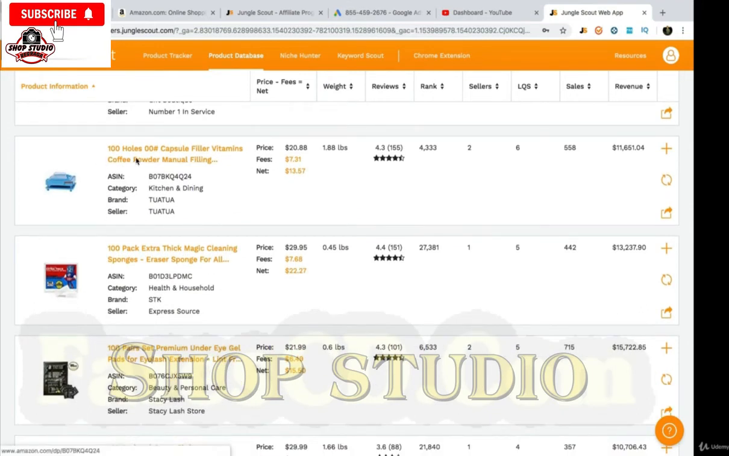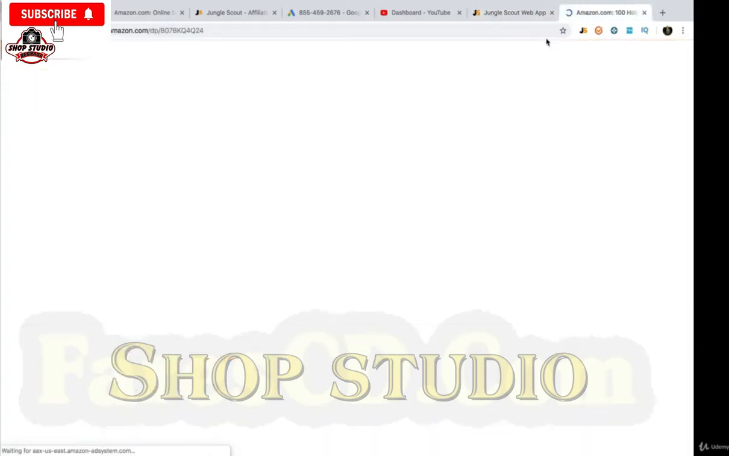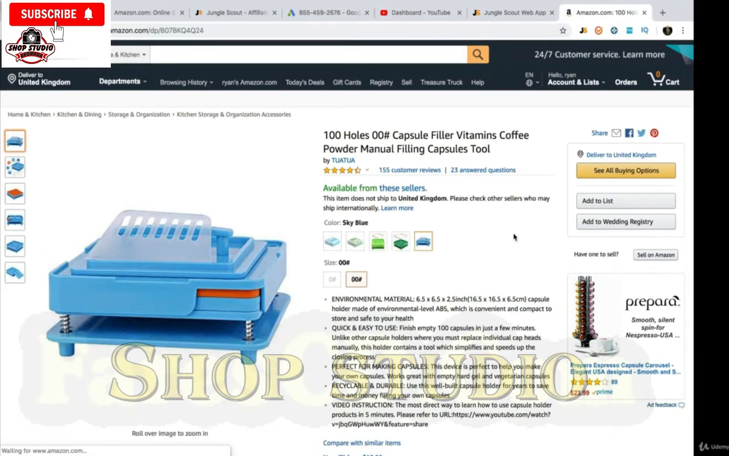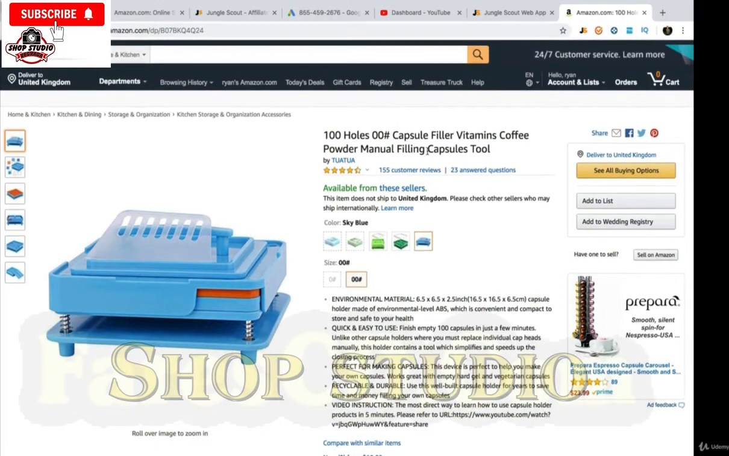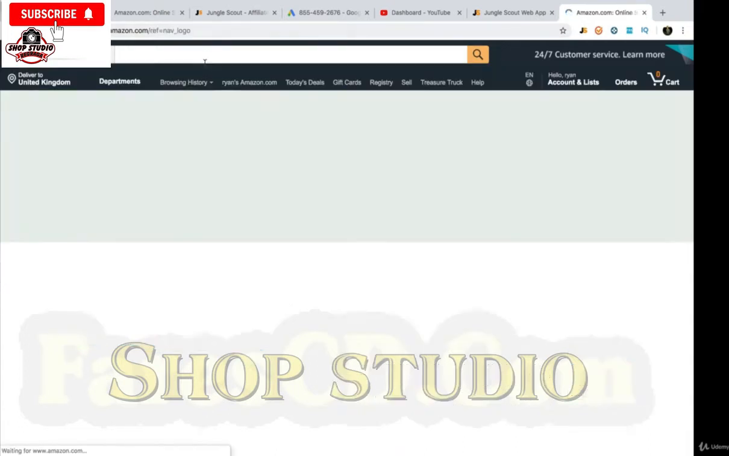Okay, let's have a look at this. Price point's good, net profit margins are good. Okay, so we've got a 100-hole 00 capsule filler, vitamin coffee powder, manual filling capsules. So we've got a manual filling capsule tool. If we copy that and then search for it, I want to search for the main keywords.